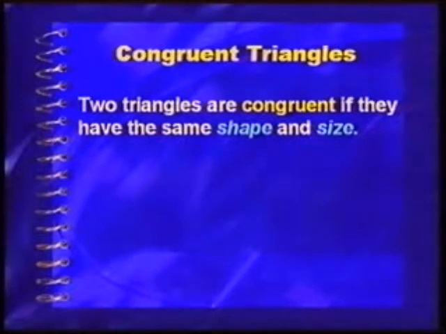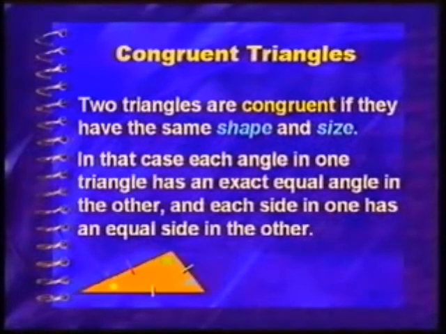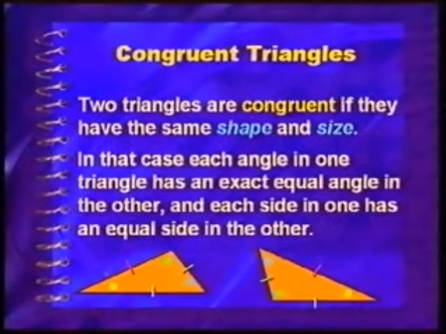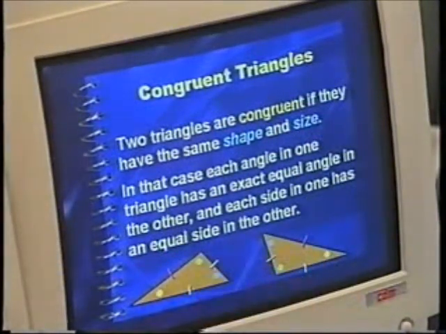So here's the definition. Two triangles are congruent if they have the same shape and size. In that case, each angle in one triangle has an exact equal angle in the other, and each side has an equal side in the other. Let's have a look in this diagram. You clearly see that there are two yellow angles there. There is that side there, that purple side over there, and everything corresponds exactly.